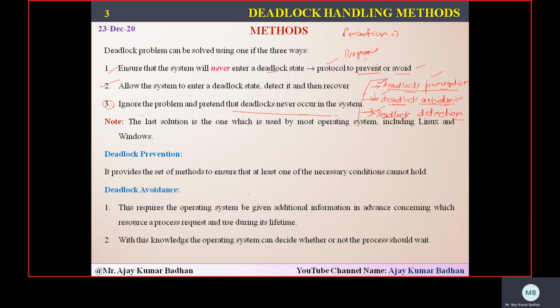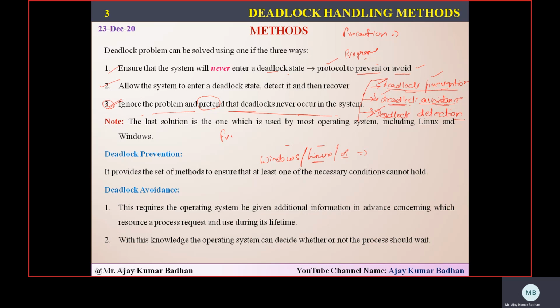Whether you take Windows or Linux flavor, whatever flavor you're taking, either Windows or Linux or any other operating system, all of them use the third point we are discussing here: ignoring the problem and pretending that the deadlock never occurs in the system. Now, because of this particular situation, what happened here?